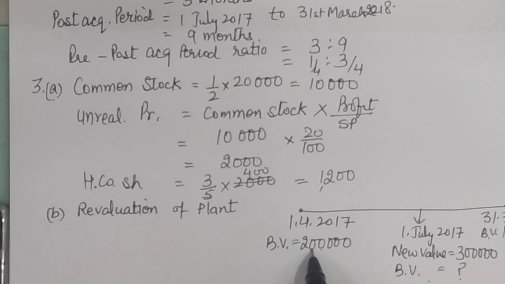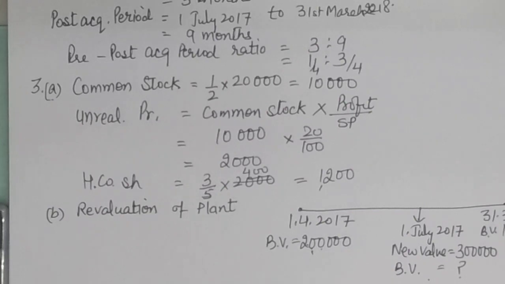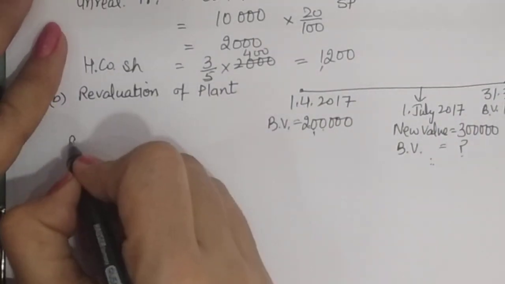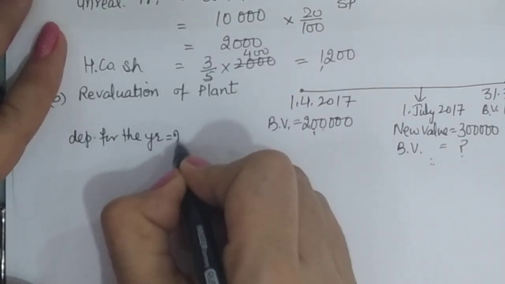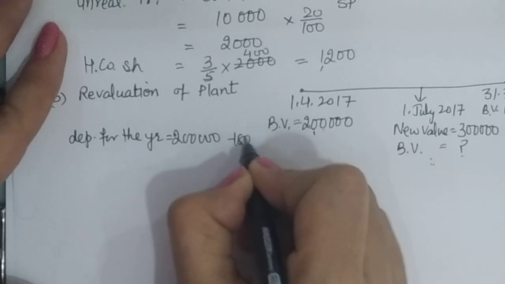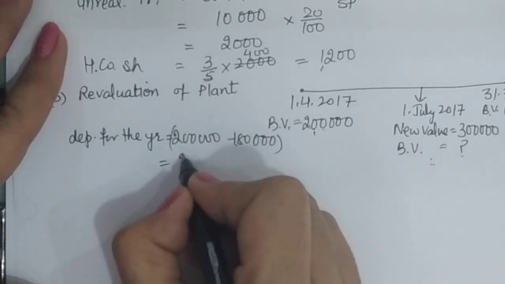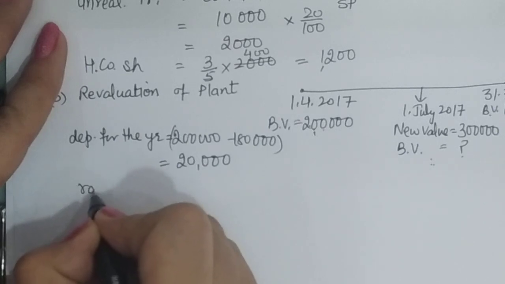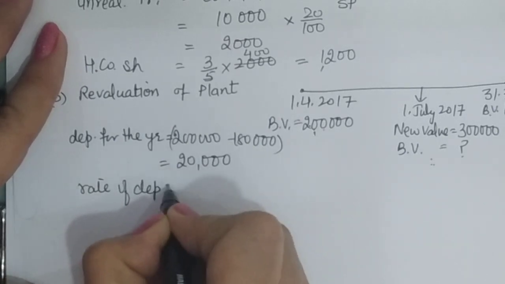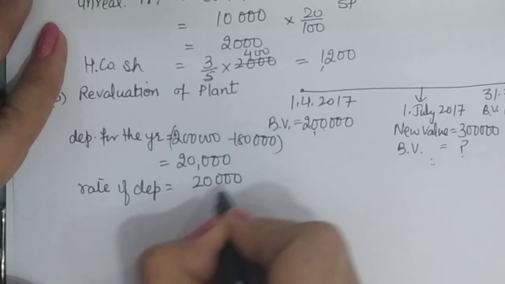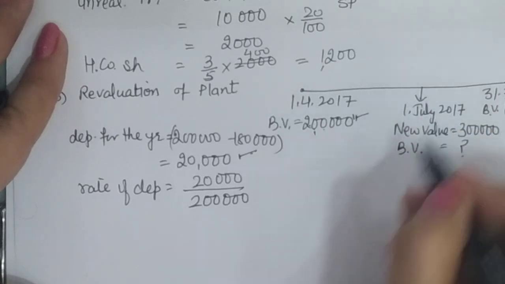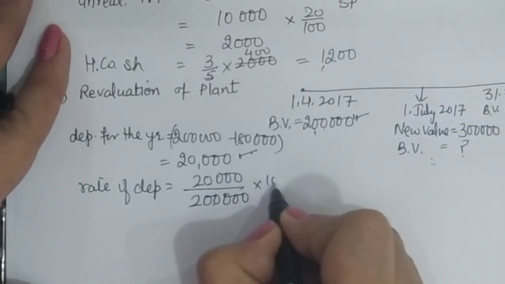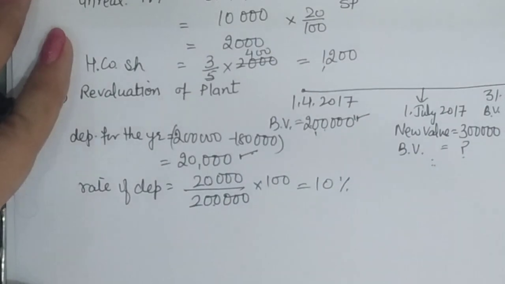So see, book value in the beginning 2 lakh, book value at the end 1,80,000. It means the depreciation of the year is 2 lakh minus 1,80,000, that is 20,000. So rate of depreciation will be 20,000 upon 2 lakh, because you charged this much depreciation on this value. So depreciation upon opening balance into 100, 10% is the rate of depreciation.